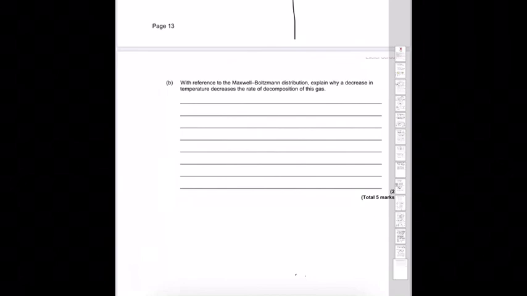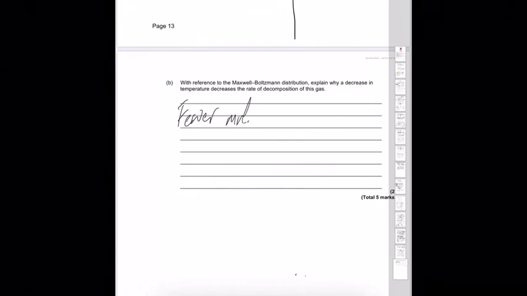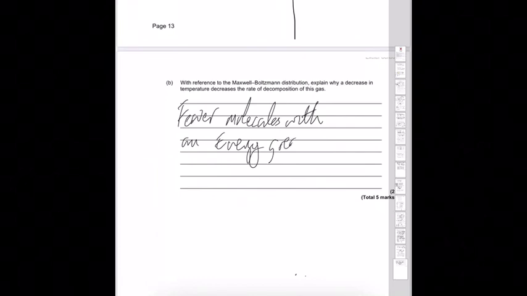With reference to Maxwell-Boltzmann, just explain why a decrease in temperature decreases the rate of decomposition of this gas. What we're looking for is fewer molecules with an energy greater than the activation energy, which is EA. So we're looking at that's 1 mark.